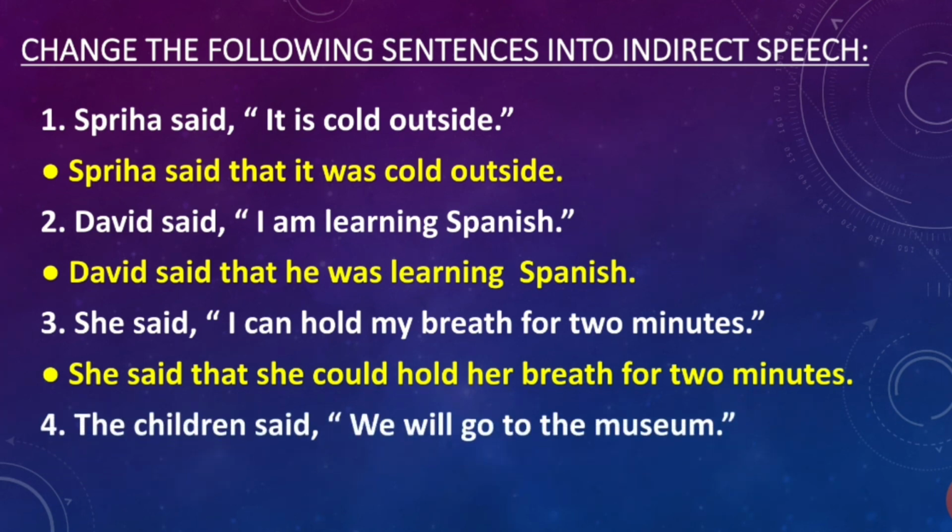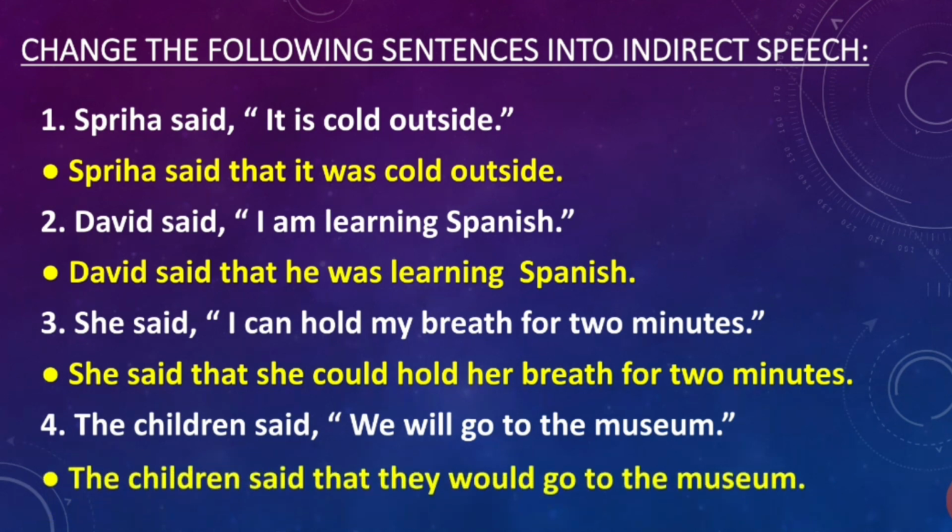The children said, "We will go to the museum." Now let us see the changes. The children said that they would go to the museum. Here the speaker is a plural word, that is the children. So we has been changed into they. Will has changed into would. So the answer will be the children said that they would go to the museum.